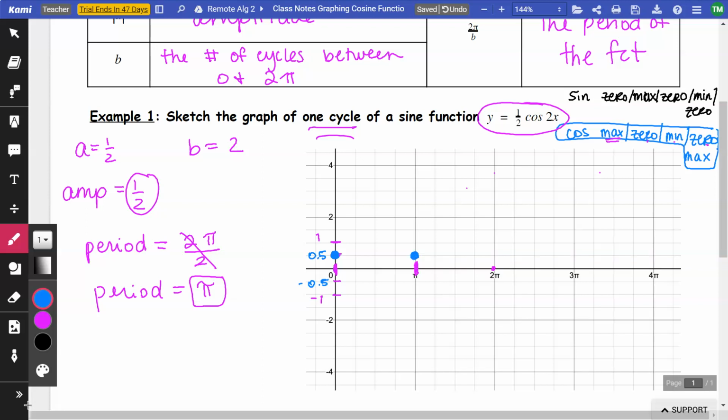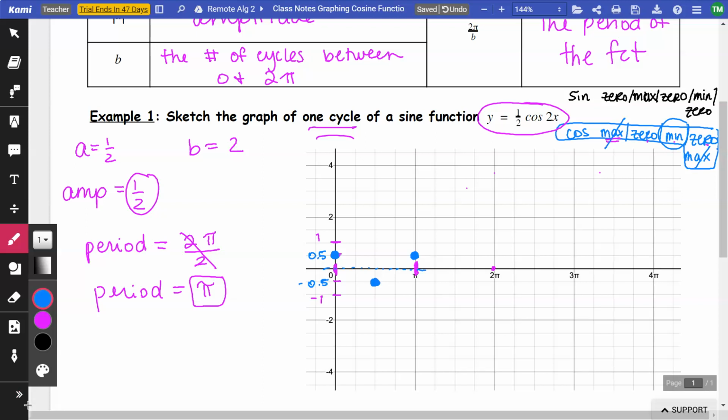Then halfway between those 2 points, we're going to have our third point. So we graphed one of our maximums, we graphed our last maximum. Halfway between them, we're going to have our minimum. And our minimum's also going to occur at the same distance as the amplitude, or negative 0.5. And obviously our midline is staying at the x-axis here.